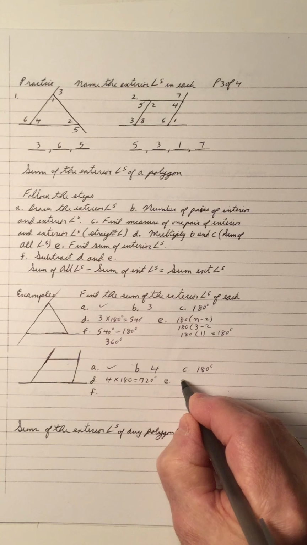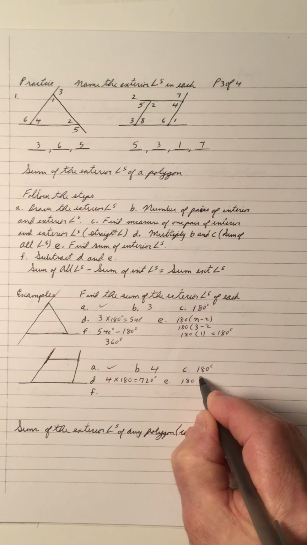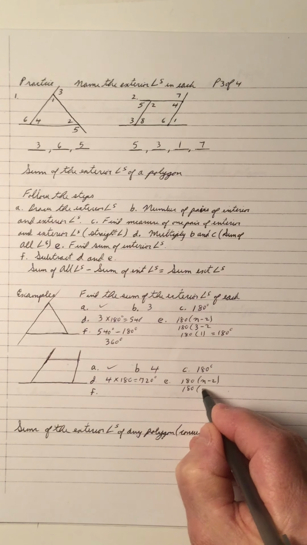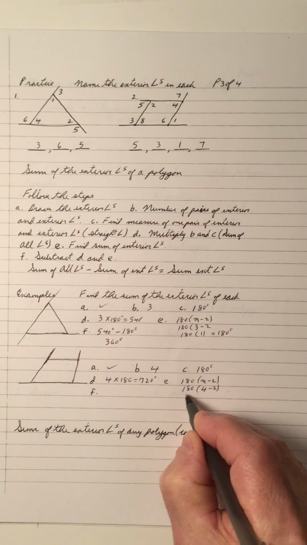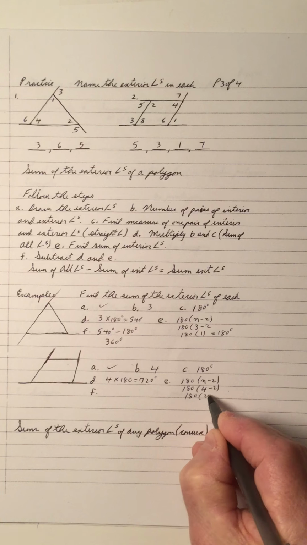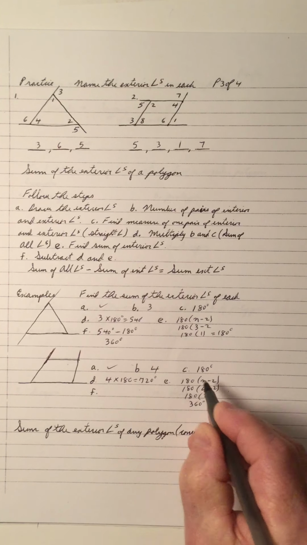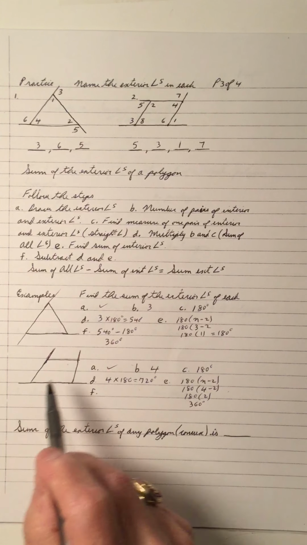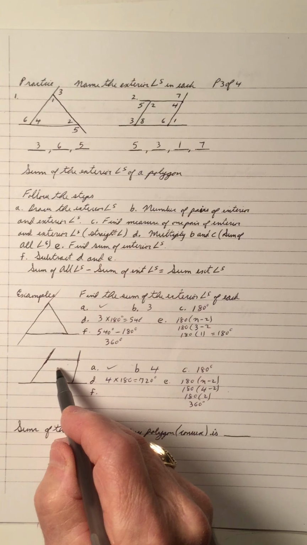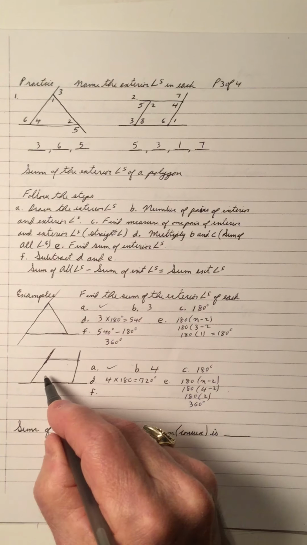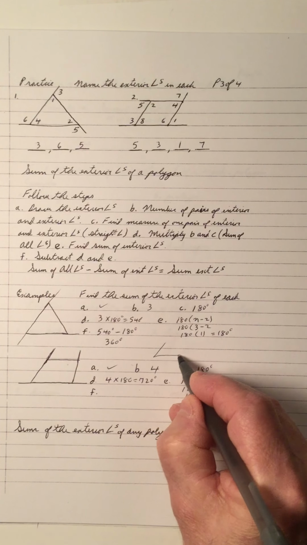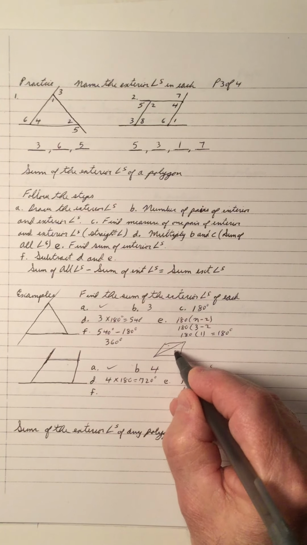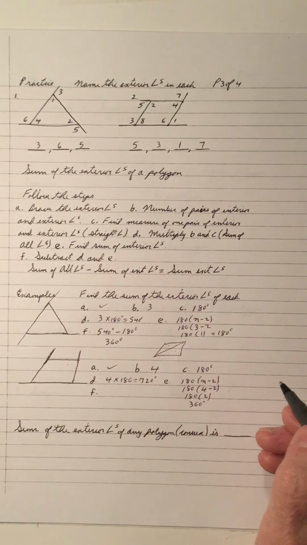And the interior angles, well, let's figure it out. 180 times n minus 2. I have 4 angles. So 180 times 2 is 360. So all the interior angles add up to 360. And that's true because you've got a quadrilateral. And if you notice, a quadrilateral very quickly has 2 triangles. So it's 180 each. It's 180 times 2.